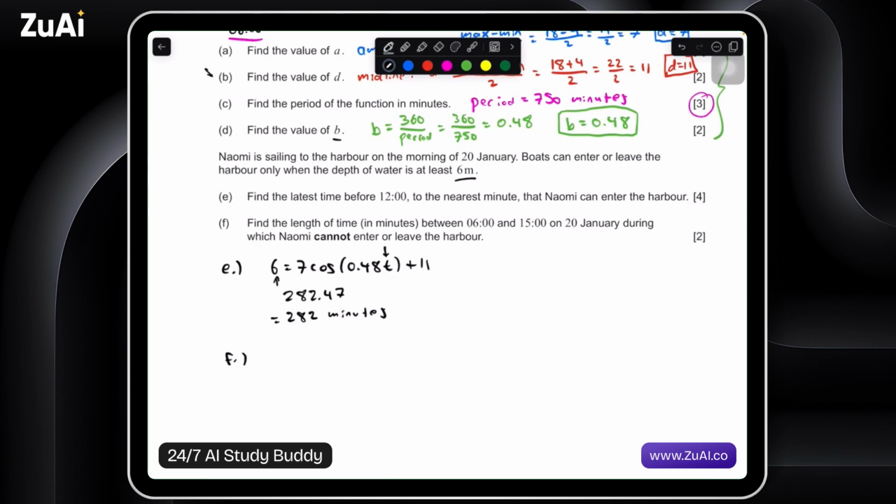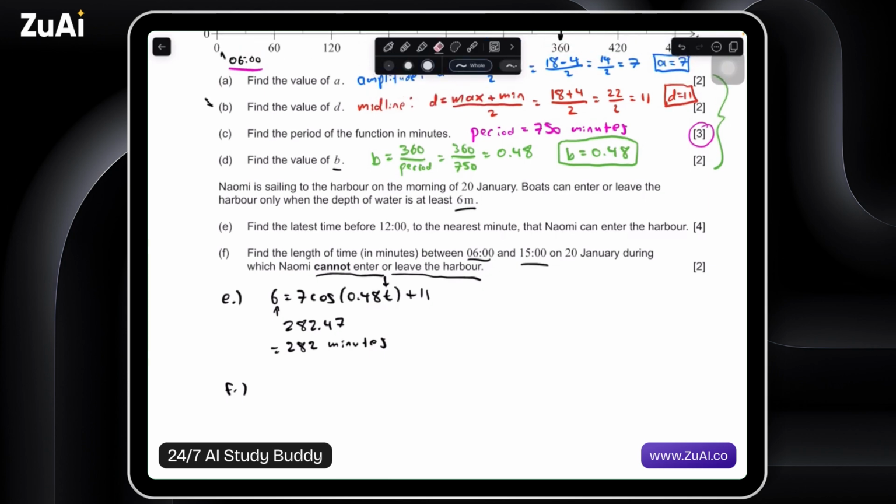Find the length of time in minutes between 6 in the morning and 3 o'clock on 20th of January, during which Naomi cannot enter or leave the harbor. So the length of time in minutes between 6 and 15 where she cannot enter or leave the harbor. Let's convert these to time first, just to get a better idea. This corresponds to t is equal to 0. And here, the distance from 6 to 15 is going to be 9 hours.